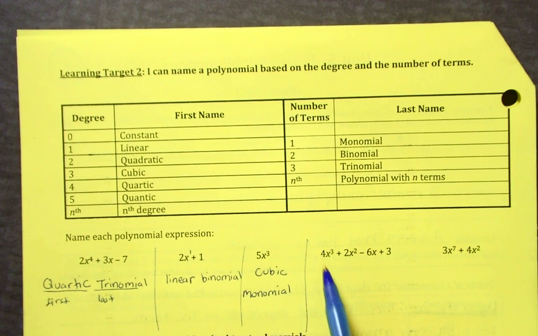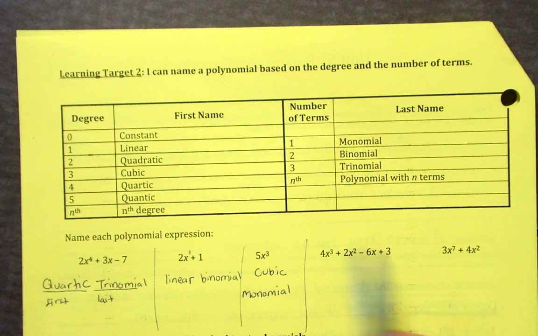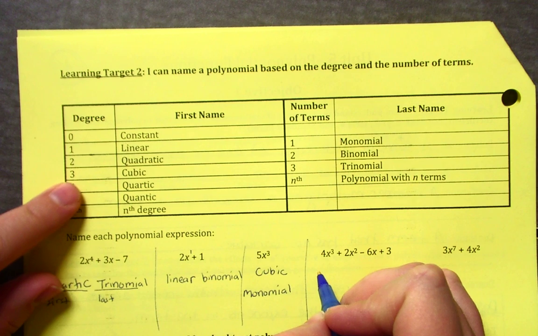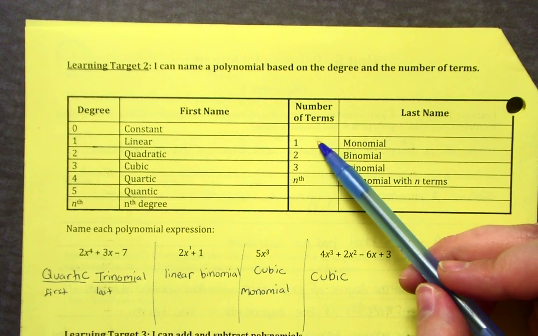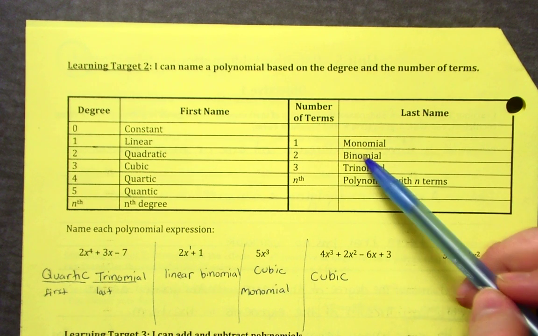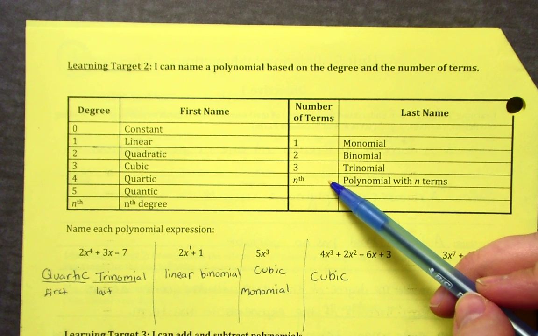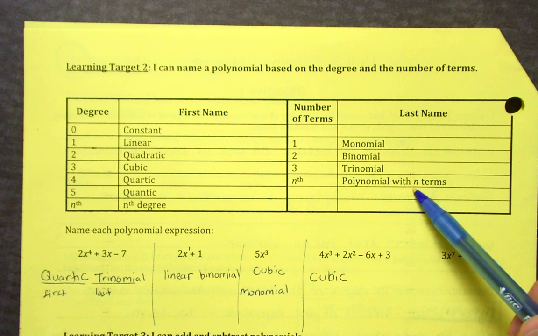This one, the first name comes from the fact that it is a 3rd degree polynomial because the term with the highest degree is right here, and the degree of that term is 3, which means this whole entire polynomial is 3rd degree, and we call that cubic. So if it has a degree of 3, it's a cubic polynomial. Now, if it has 1 term, it's a monomial. If it has 2 terms, it's a binomial. If it has 3 terms, it's a trinomial. Anything higher than 3, there's not a special name. We just say a polynomial with that many terms.